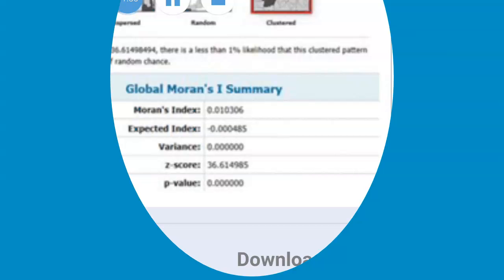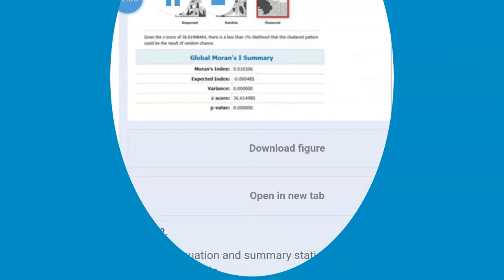Well, the Moran's index, it says, is 0.010306, and the expected index is negative 0.000485. So there's definitely a significant p-value, which tells me that there is spatial autocorrelation. And so that's a statistically significant global Moran's I.